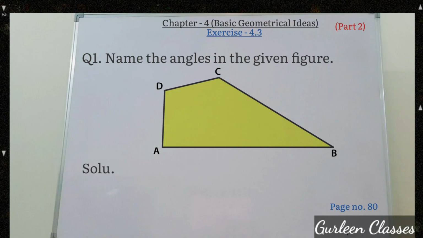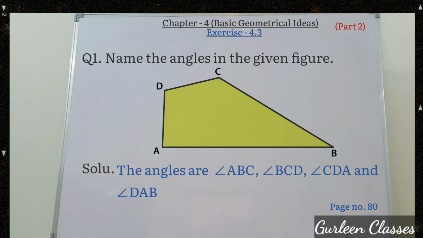So now let us start with exercise 4.3. Open your Maths NCERT book, page number 80. Question number 1, name the angles in the given figure. So here you can see one figure is given to you and we have to name the angles. So the angles are angle ABC, angle BCD, angle CDA and angle DAB.